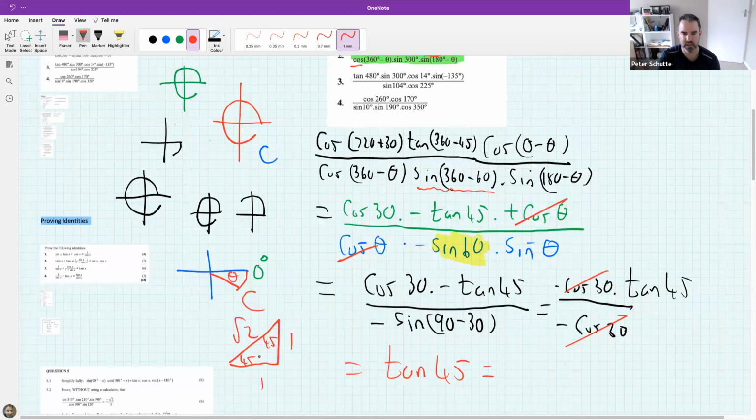So this would be, well, I need to be careful. This is O and this is A. This is H. So this is O over A. So this is going to be 1. So the whole thing is going to be 1.